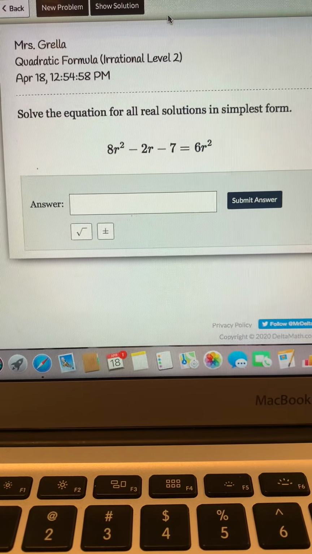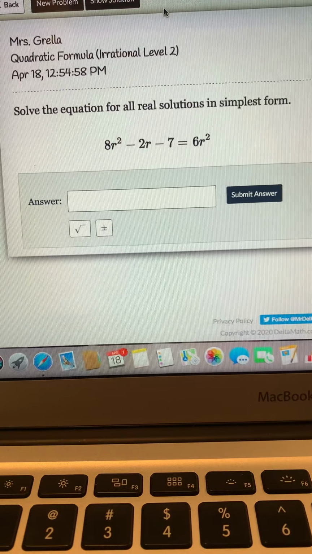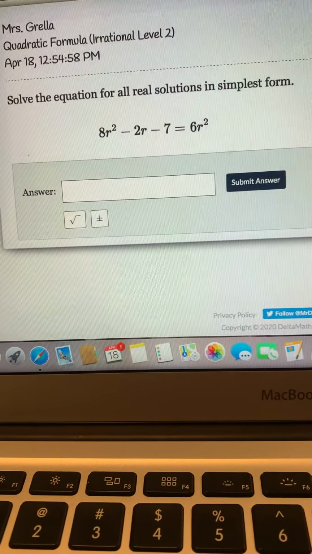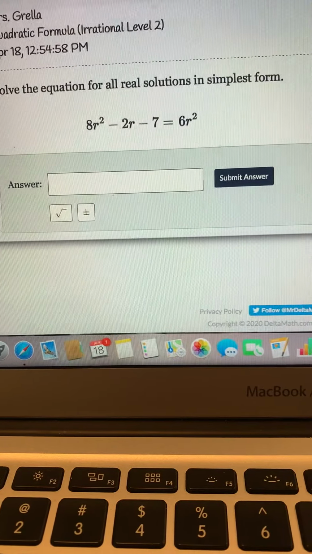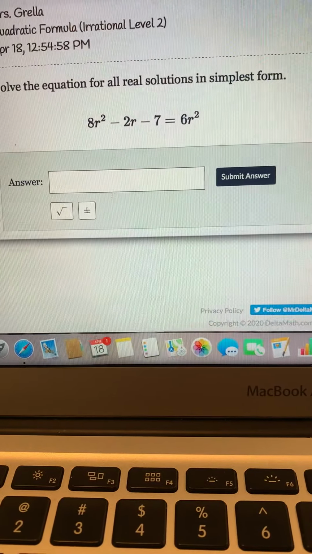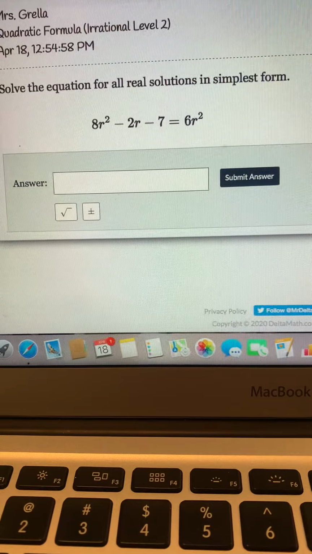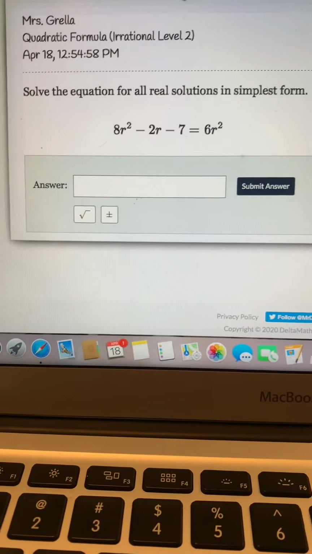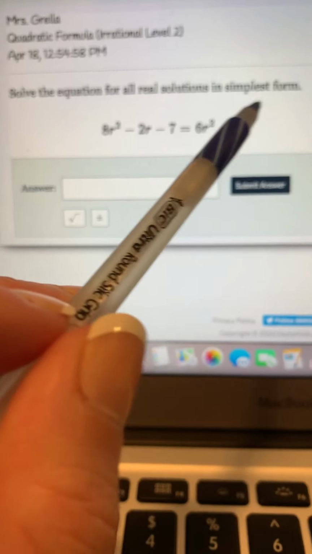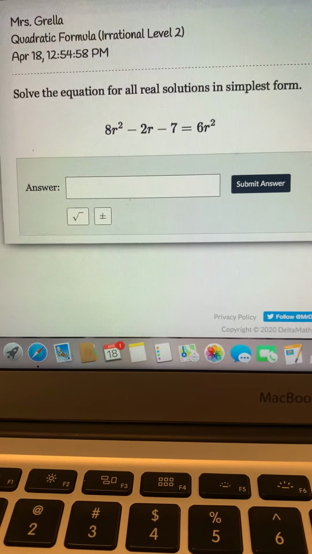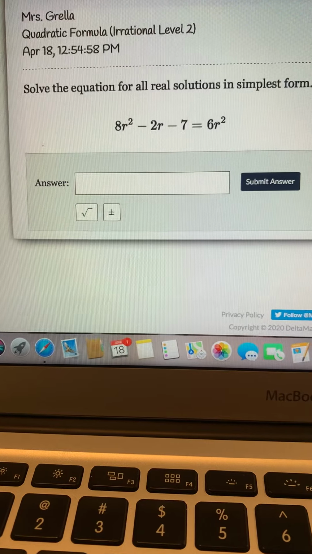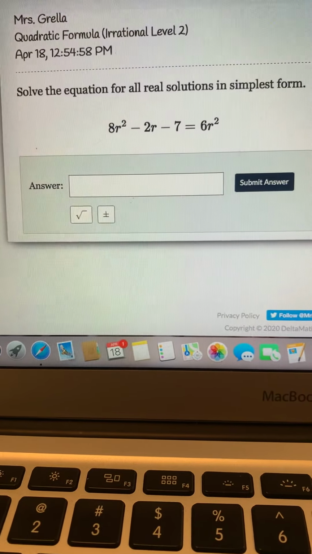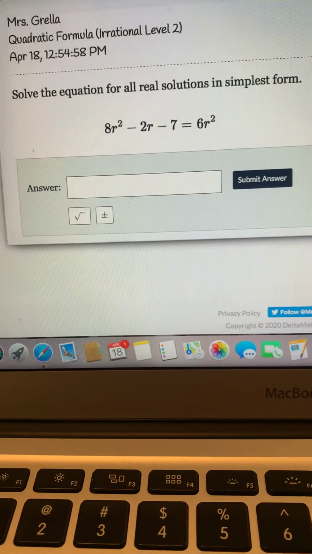Today we're going to review how to use the quadratic formula, but also we're going to take a look at level 2 questions that involve simplification of a radical. If a radical is not in simplest form, we need to learn how to simplify the expression before we submit our answer, because they are asking for the real solutions in simplest form. So that combines what we learned last Wednesday about the quadratic formula and also Friday about simplifying radicals to make sure our answers are in simplest form.